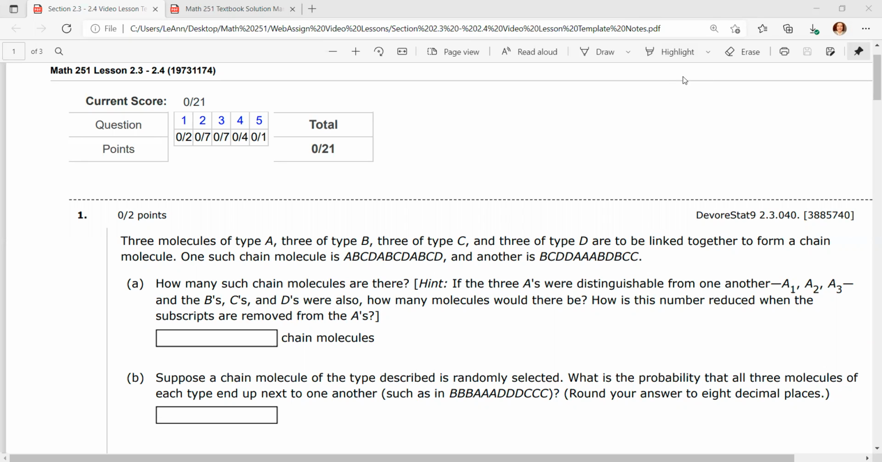But if you could tell the difference, then you would know that you have 12 total different, distinct items. So essentially, if they were distinguishable, then lining up a chain molecule would be 12 times 11 times 10 times 9. Every time you put a choice, you have one less choice for the next one. And we call that 12 factorial.